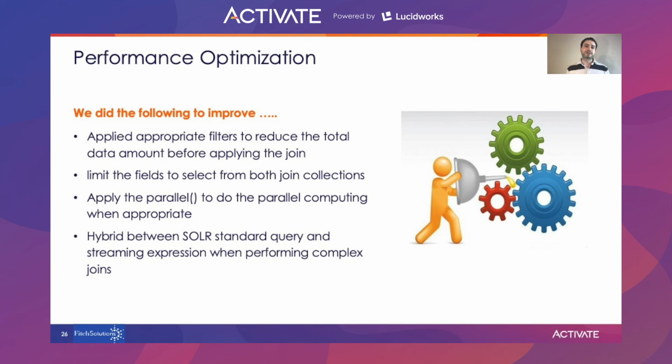The first thing that we did was we applied appropriate filters to reduce the total amount of data before applying the join. We also limited the fields to select from both join collections. We applied the parallel function to do parallel computing wherever it was applicable. We also went for a hybrid solution between a standard Solr query and streaming expressions when performing complex joins. We will elaborate further on the hybrid approach in our next slides.